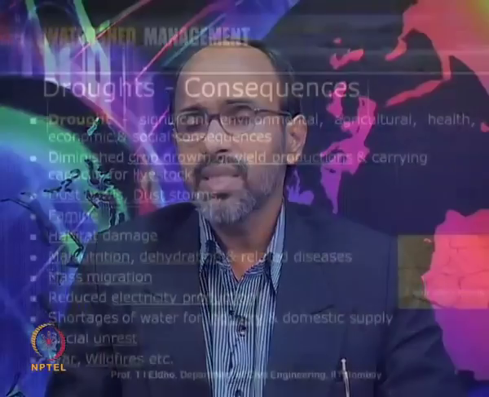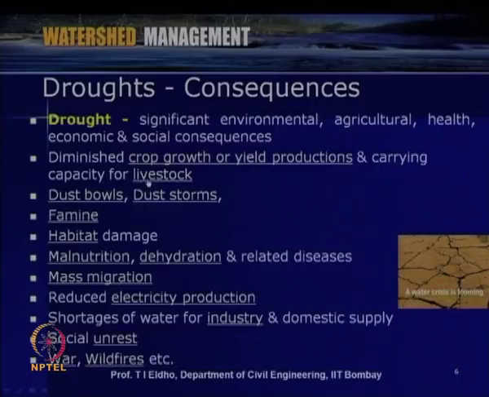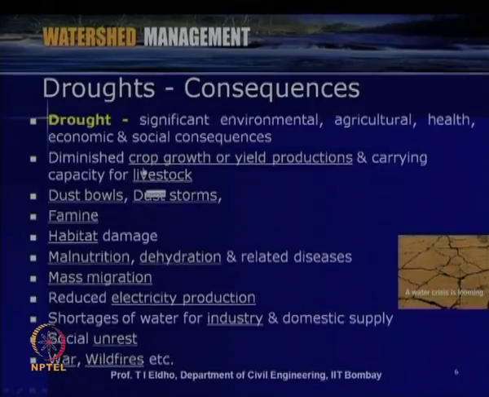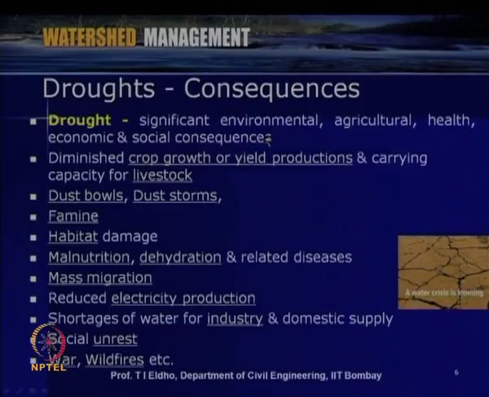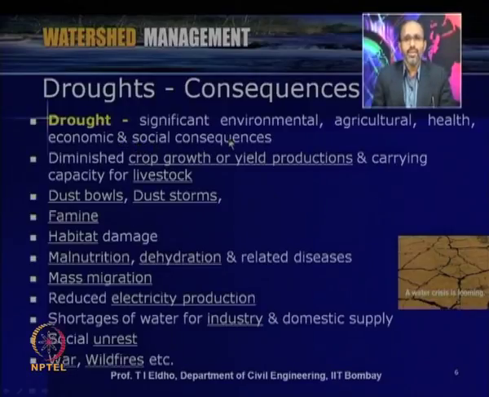So, here I have listed various consequences. As I mentioned earlier, there are significant consequences on environment. So, environmental consequences, consequences on agriculture, then the health and economic consequences and social consequences. So, that way we can classify the drought consequences into environmental, agricultural, health, economic and social consequences. Some of the important consequences I have listed here.